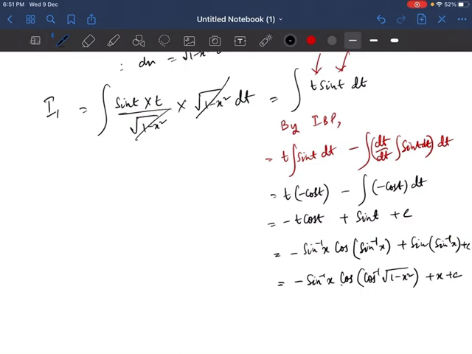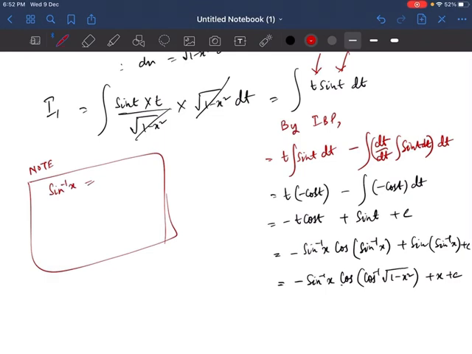Okay, now you would be asking, sir, how did you write sine inverse x as cos inverse root over of 1 minus x square? How do I write that thing? So listen, just look at here. If you have a problem in this, I will just make a short note in here. So how did I get sine inverse x as cos inverse root over 1 minus x square? That will be a question for you guys.